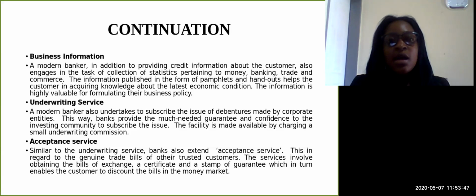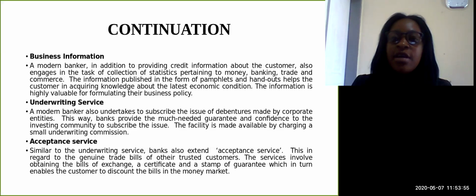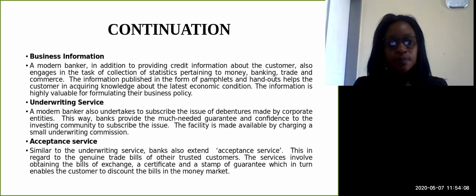A modern banker also undertakes to subscribe to the issue of debentures made by corporate entities. This way, banks provide much needed guarantee and confidence to the investing community to subscribe to the issue. The facility is made available by charging a small underwriting commission.